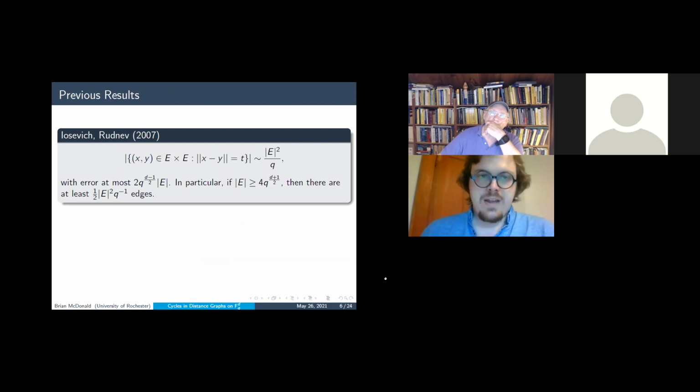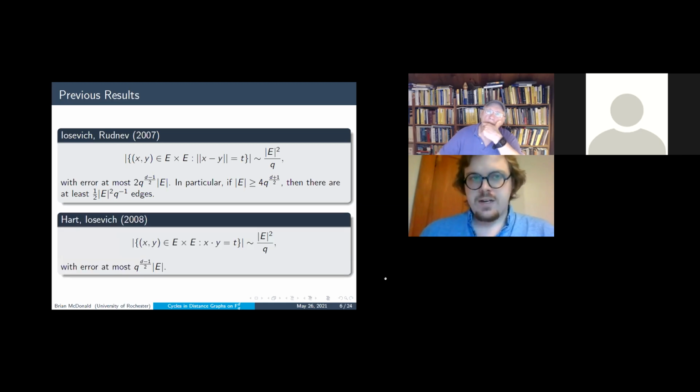This is the main term, and the error term is at most 2 times q to the (d minus 1) over 2 times the size of E. So the way the arithmetic works out, if the size of E is at least 4 times q to the (d plus 1) over 2, then there are going to be at least 1/2 size of E squared over q edges. In that case, the error term is no more than half the main term. And of course, as the size of E gets bigger, the error term gets smaller.